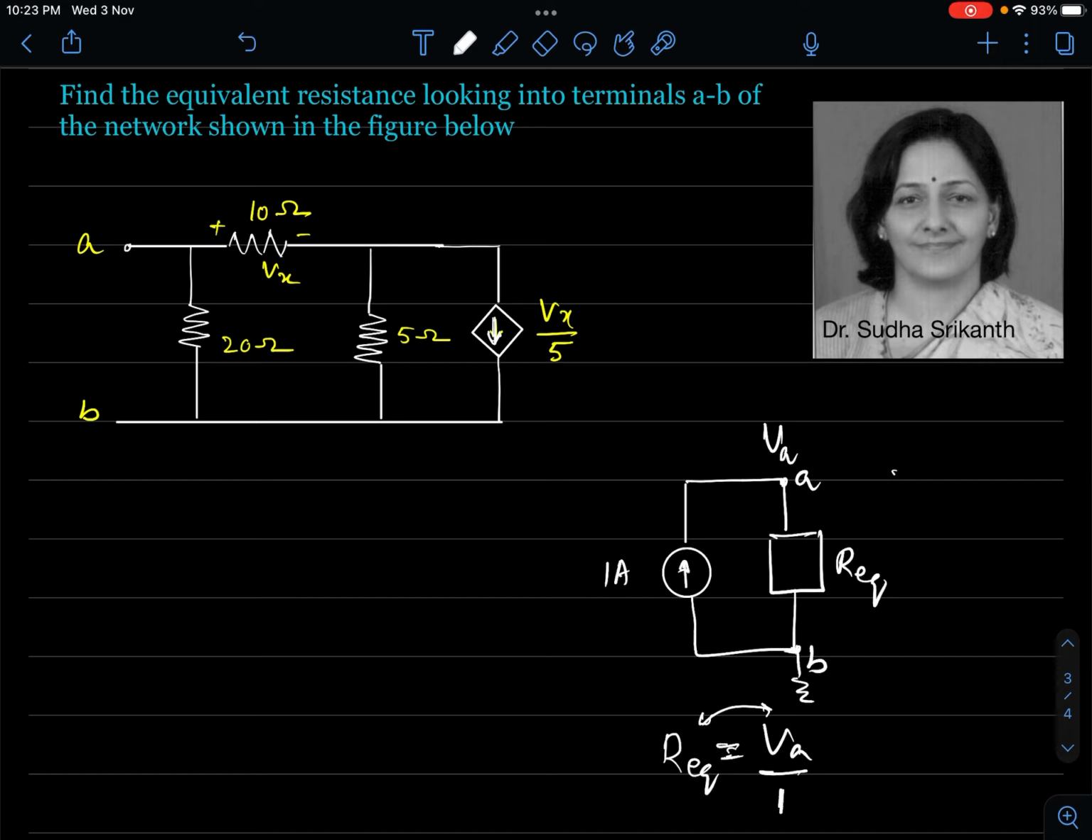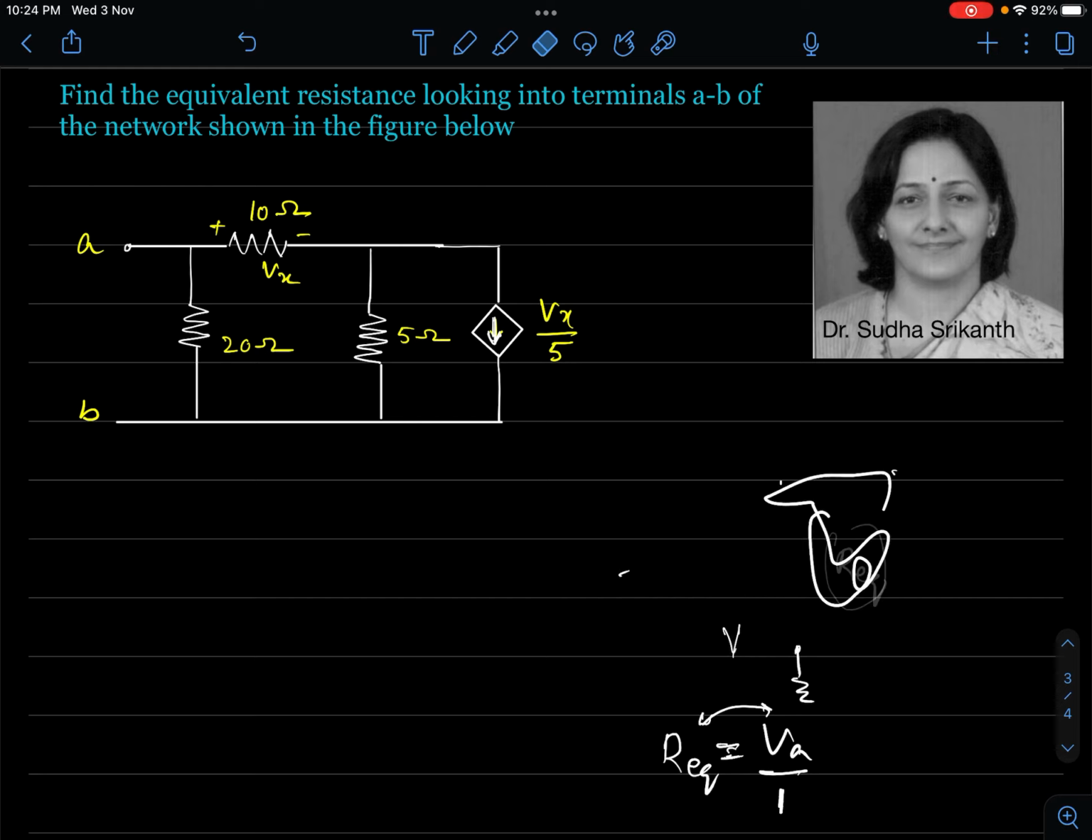This logic we try to make use of, and we try to connect a 1 ampere current source between A and B, then find out the voltage or the potential difference across the current source. The voltage across the current source itself is R equivalent. So this logic we try to make use of, and then we try to find out what is the equivalent resistance.